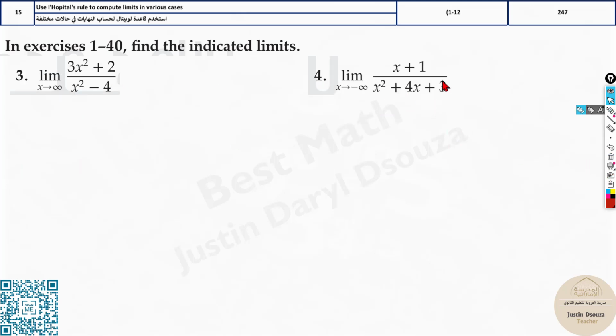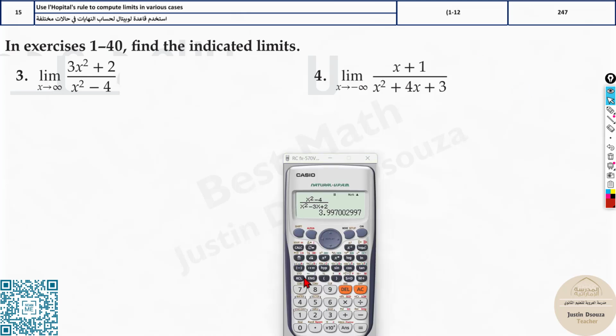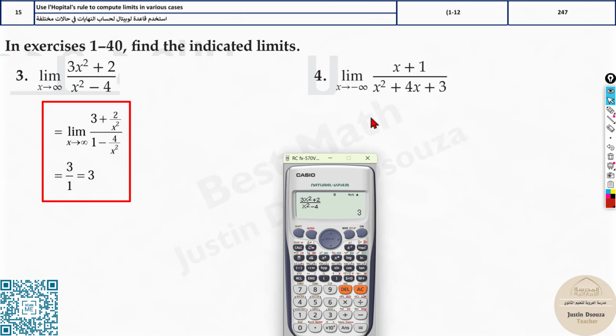Now let me do this one because it's infinity, isn't it? Same method, 3x squared plus 2 divided by x squared minus 4, and calculated at infinity means it's just a huge number. That's it. There is no minus infinity plus infinity. The answer is 3.